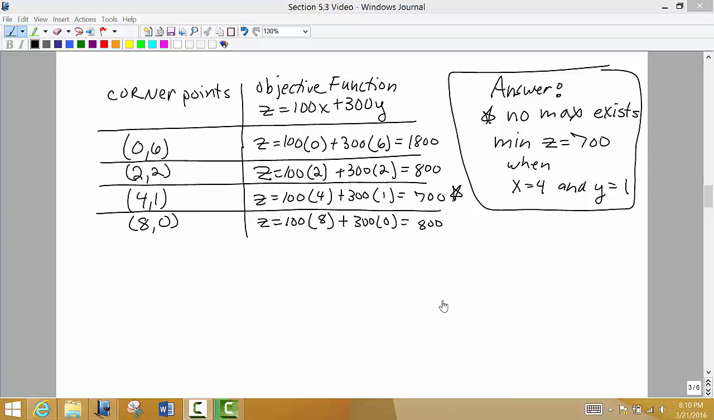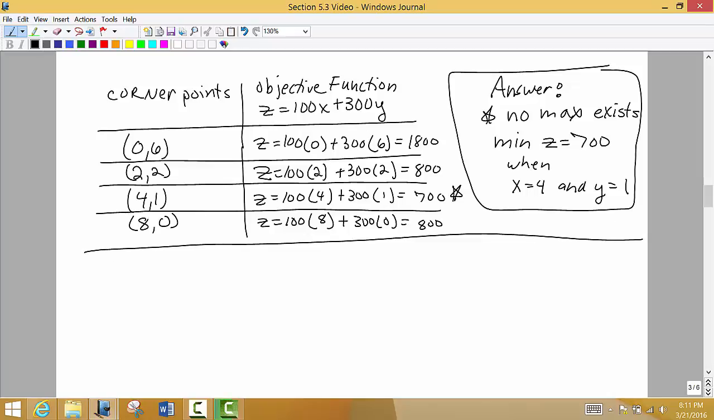Alright, we're going to talk about why example 2 is going to work. And once again, we're going to do the same thing we did for the last problem. I'm going to rewrite the objective function with y by itself on one side. So I'm going to subtract the 100x from z. So z minus 100x equals 300y.